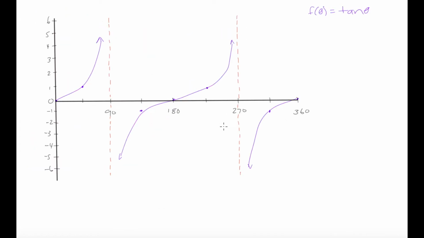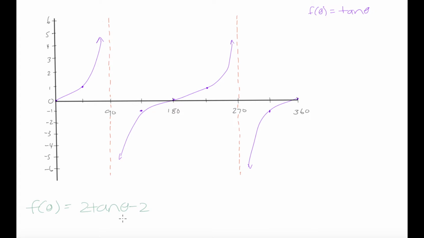So here in purple, we have our regular tan theta graph. And now I'm going to try and sketch out the function f of theta is equal to 2 tan theta minus 2. And I'm going to use what I was just talking about to try and graph this without having to do a lot of calculations of each of these 3 points.